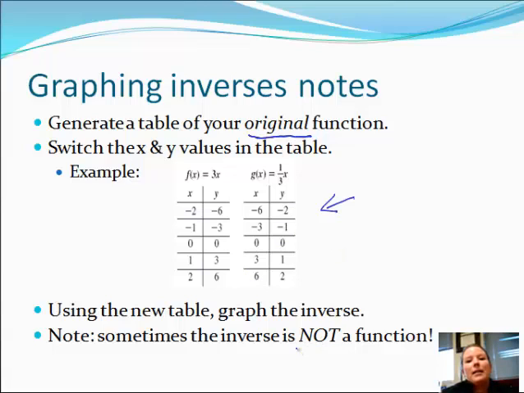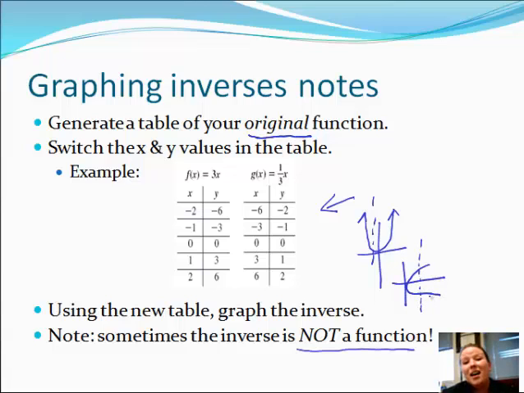And it doesn't always come out to be a function. Alright, remember that if we have something that's a parabola, it's a function because it passes the vertical line test. But a sideways parabola does not pass the vertical line test, and therefore it is not a function. So if we get something like that, we kind of have to think about how can we make it a function. Okay? So let's do an example.